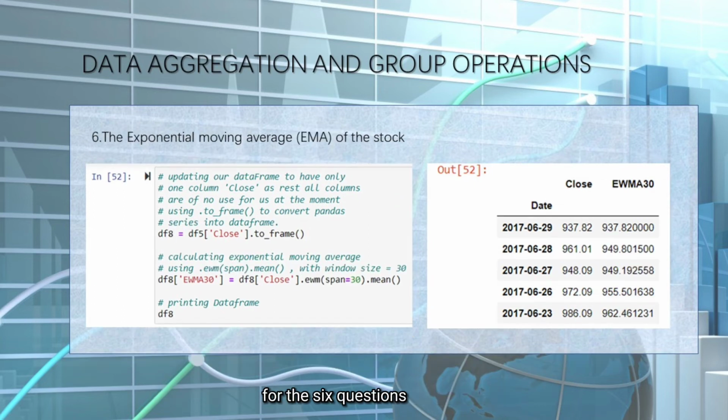For the sixth question, the exponential moving average of this stock. The other type of moving average is the exponential moving average, which gives more weight to the most recent price points to make it more responsive to recent data points. An exponential moving average tends to be more responsive to recent price changes as compared to the simple moving average, which applies equal weight to all price changes in the given period.